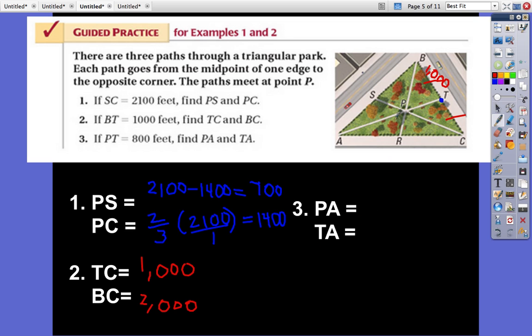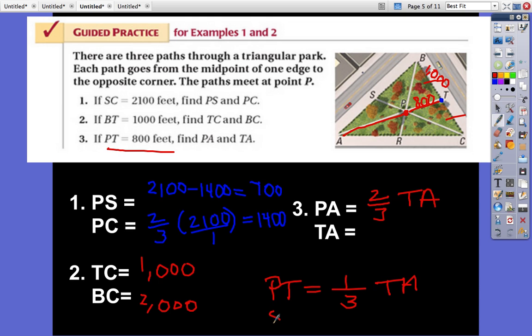Now, number 3, we have to find PA and TA, so we have to do a little more work for that one. PA and TA, we need the 2 pieces of the median. Now, the bigger piece is always 2/3 of the whole thing. So PA is 2/3 of TA. But we don't know what the whole thing is. But they do give us that PT is 800. So this little piece here is 800. Well, if this longer piece is 2/3, then the little piece is obviously 1/3. So PT is 1/3 the whole thing. PT is 800.